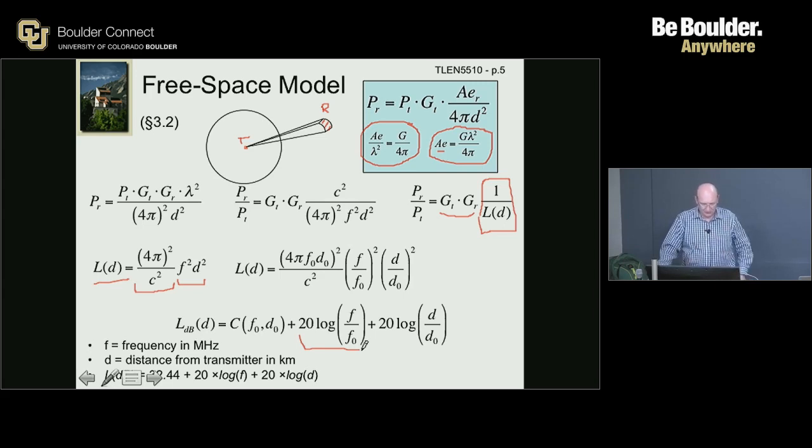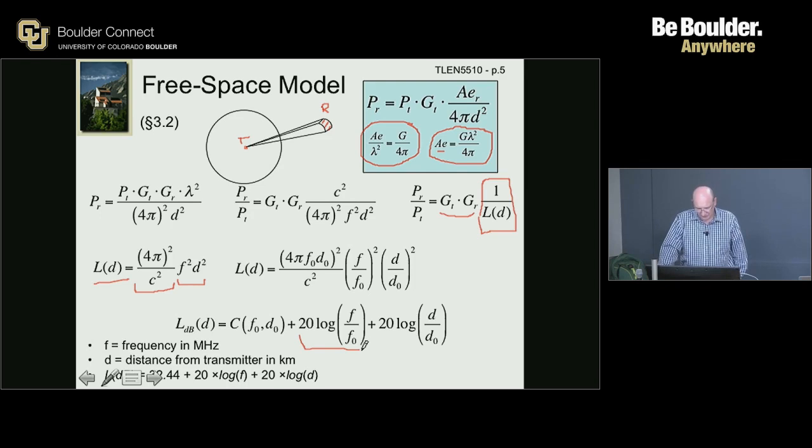So to separate that, if you just take 20 log f plus 20 log d, in other words, the path loss in dB, so 10 times the log of that L of d, is a certain constant plus 20 log f plus 20 log d. But you have to be very careful that that constant depends on what unit you use for f and d.